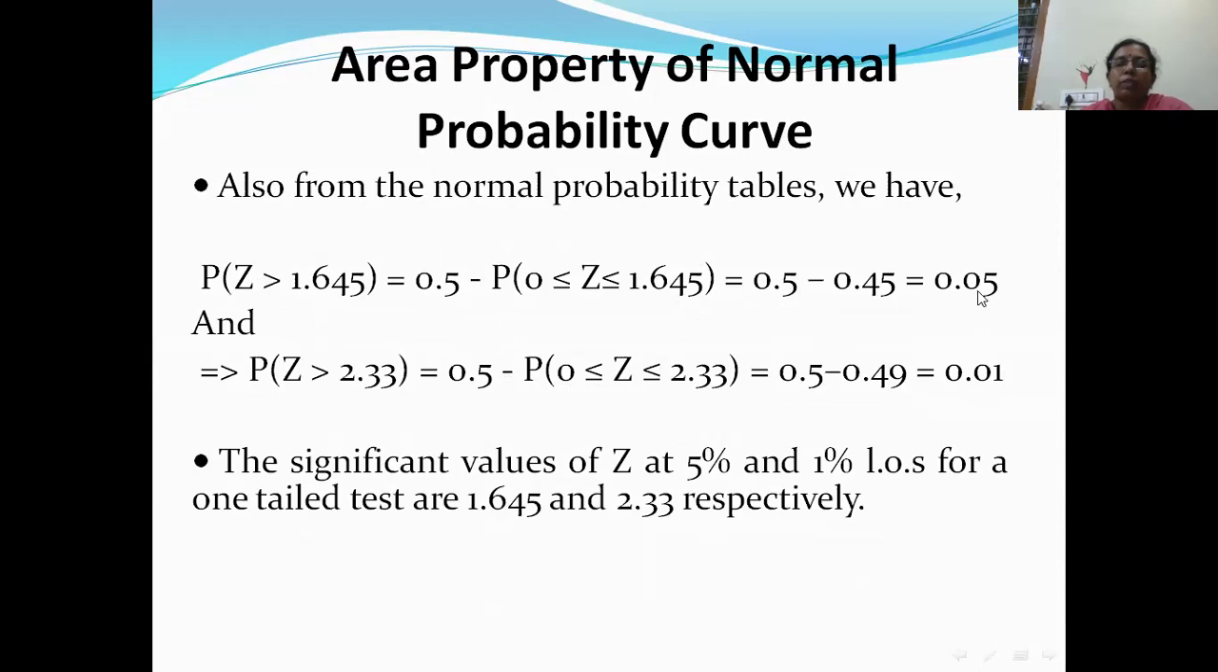So at 5%, you have table value as 1.645 and at 1%, you have the table value as 2.33. So whenever you have a one-tailed test, that is whenever H1 is either greater than or less than, then it is a one-tailed test, and the table values for such a one-tailed test will be, for 5% it is 1.645 and for 1% it is 2.33.